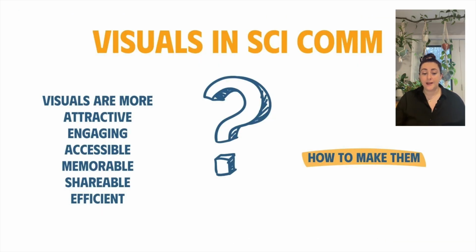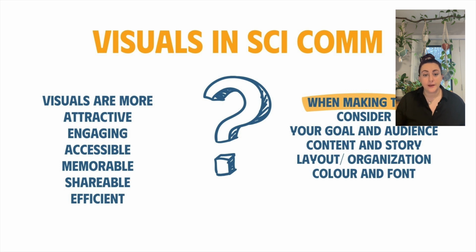So altogether today, we talked about visuals in science communication. We focused on why you might consider using visuals, including the fact that they're more attractive, engaging, accessible, memorable, shareable, and efficient. We also went through 10 simple steps to actually creating a visual science communication. So you want to be considering your goal and your audience, the content and the story that you're putting together, how you're laying out your visual, the organization, and think about ways to incorporate color and font to be accessible.